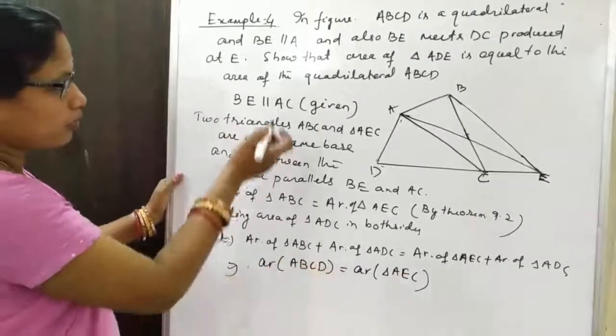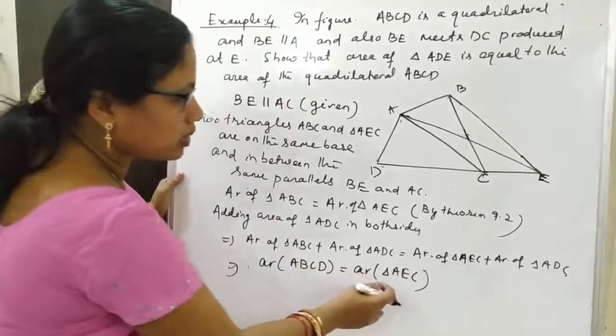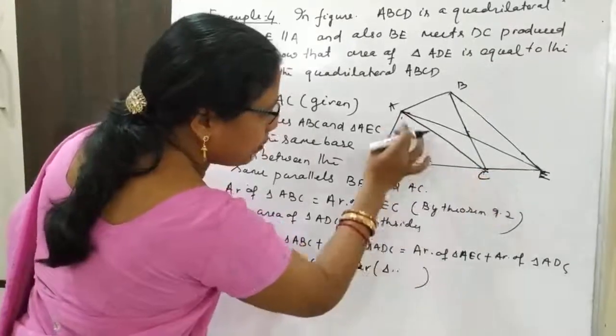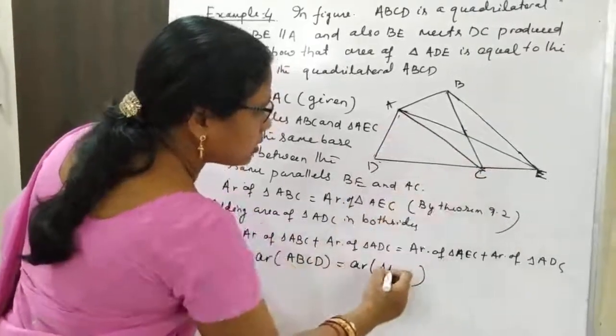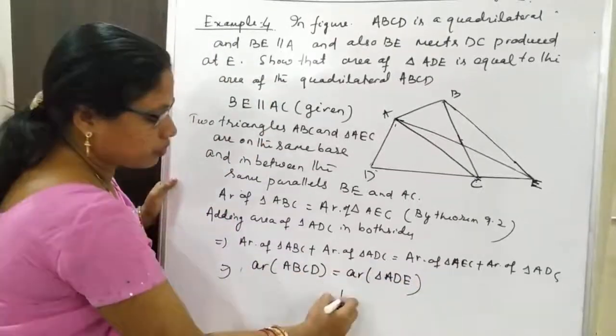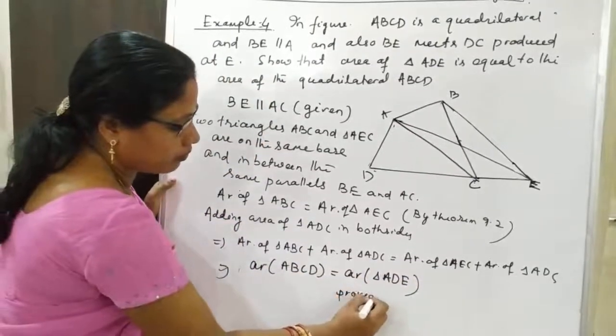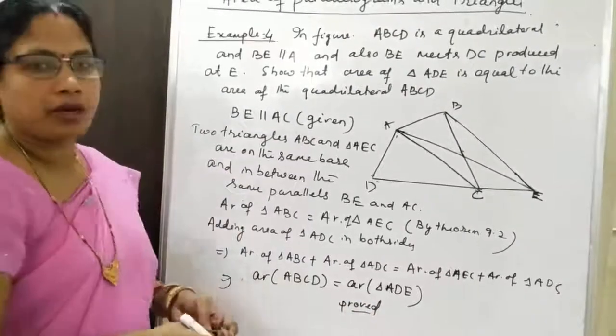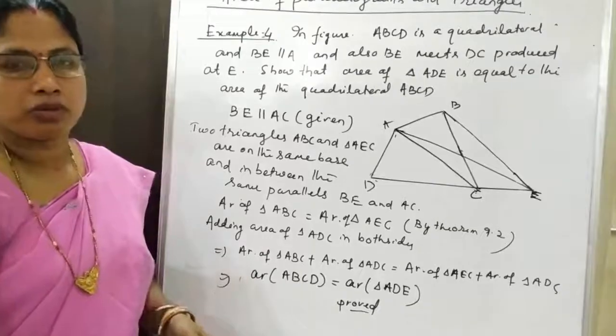This is what we have to prove. AEC plus ADC is triangle ADE. So this is proved. So in this way we can apply the area of parallelograms and triangles to solve some problems.